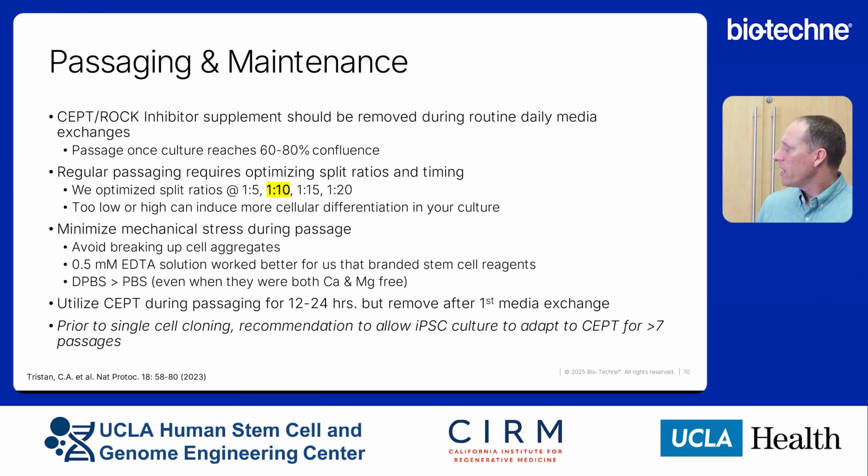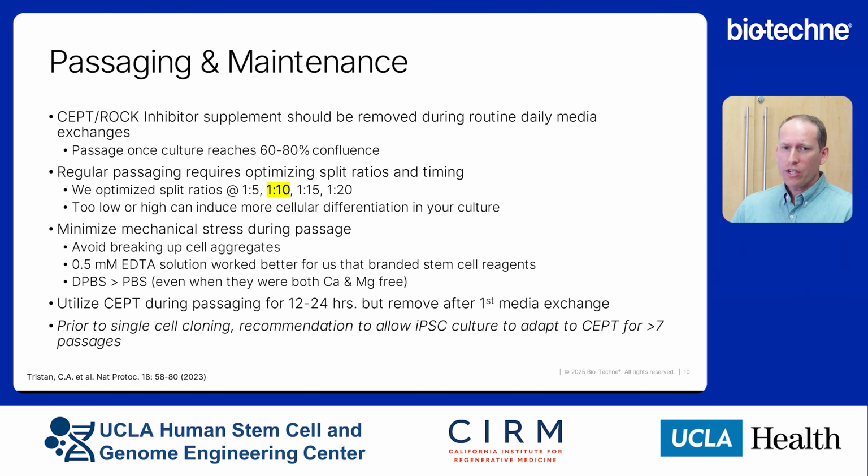We've optimized our split ratios. We tested 1:5, 1:10, 1:15, and 1:20. We found in our lab 1:10 worked best, and it's important because if you allow the cells to become too dense, that can lead to more cellular differentiation in your culture.